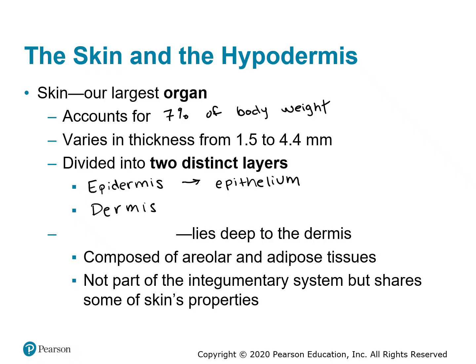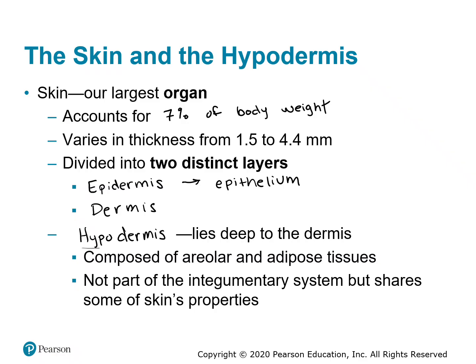There's one more layer, not technically a part of the skin, but we talk about it as such, and that is the hypodermis. Where do you think that one's going to be? It's going to be under the skin. That root hypo means below or under, okay? Hypodermis is going to be under the dermis. And the hypodermis is made up of areolar and adipose tissue.